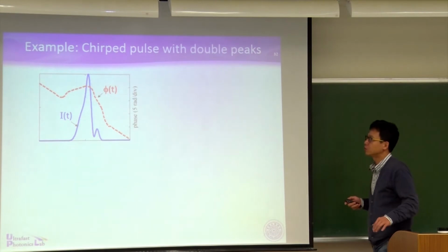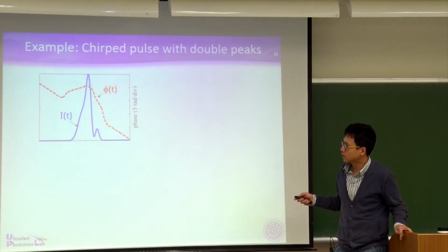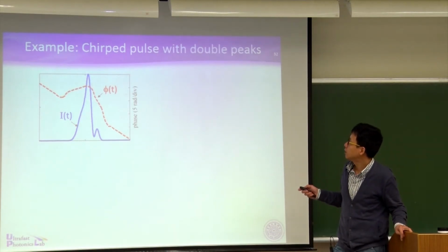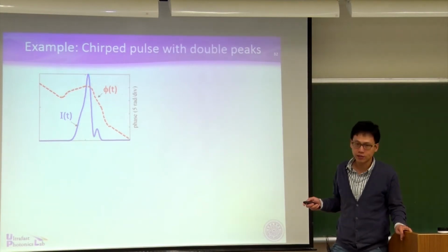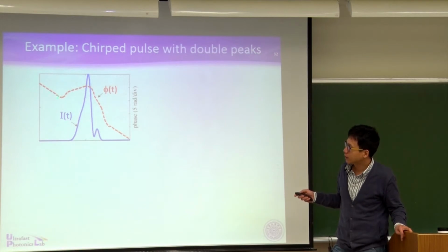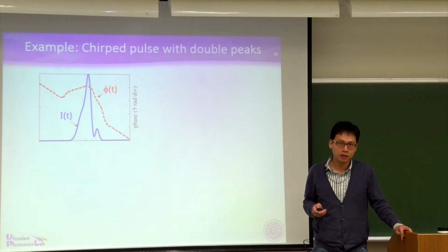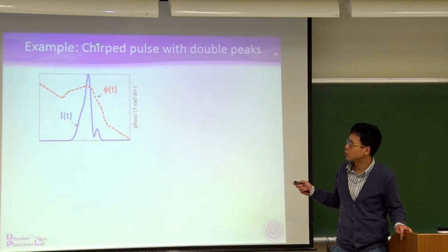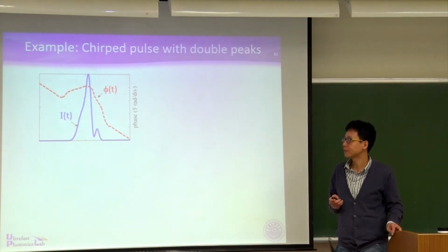Here I show you one example. The blue curve is the assumed intensity profile. It has double peaks: you can see a main peak and a small side peak to the right-hand side. The red dashed curve is the phase in the time domain, and clearly it is a nonlinear curve, so it's a chirped pulse. It's not a transform-limited pulse.